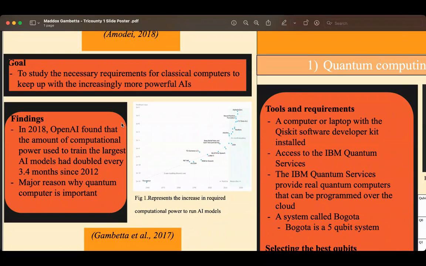The goal of my first article was to study the necessary requirements for classical computers to keep up with the increasingly more powerful AIs. What they found is that the amount of computational power used to train the largest AI models had doubled every 3.4 months since 2012. This is a major reason why quantum computing is so important, because it would allow us to keep up with the advancement of AI. The figure on the right represents the increase in the required computational power to run the AI models.